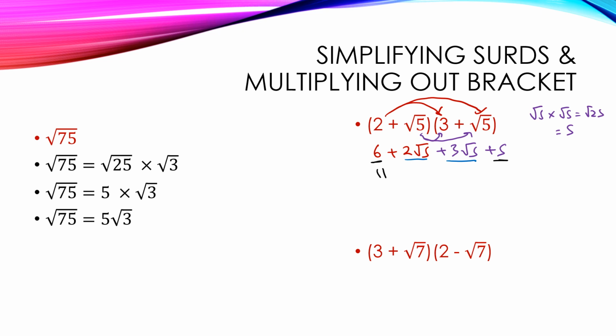So 2 square root of 5 plus 3 square root of 5 will give us 5 square root of 5. And that's the answer: 11 plus 5 square root of 5. Let's have a look at the question below.